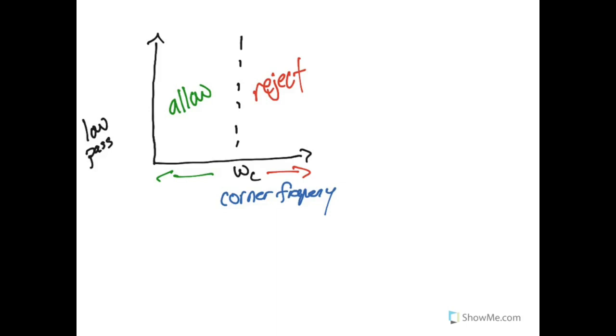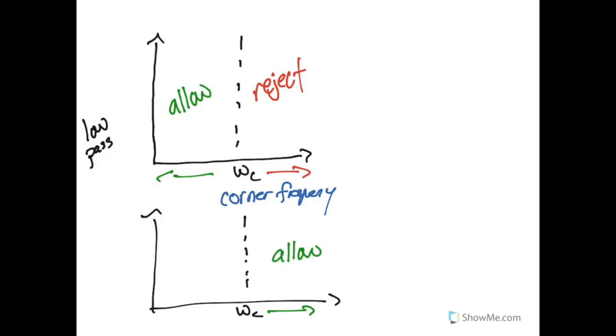And in the same way of having a low-pass filter, we can also have something that would be called a high-pass filter. So again, I'm looking at a particular filter, and I've got a corner frequency here. If it allows signals that are greater than the corner frequency, so it allows these, but rejects these frequencies, this would be called a high-pass filter.